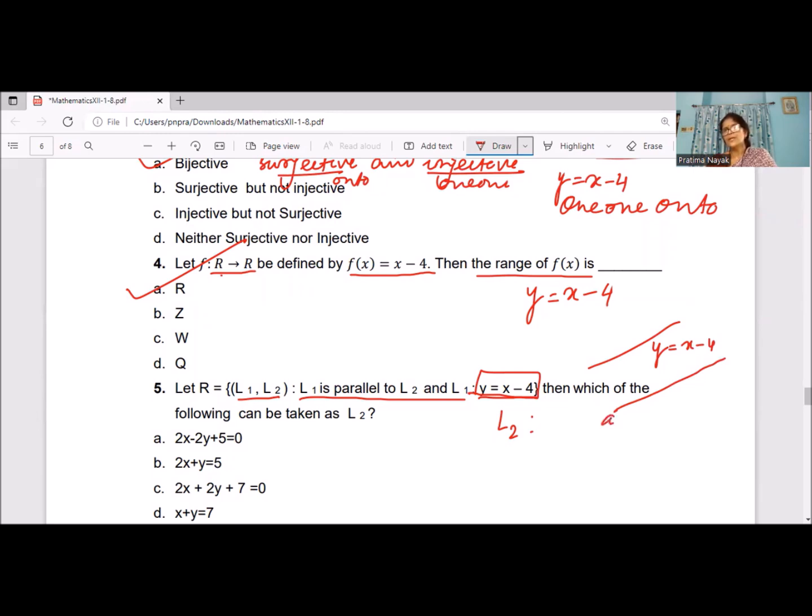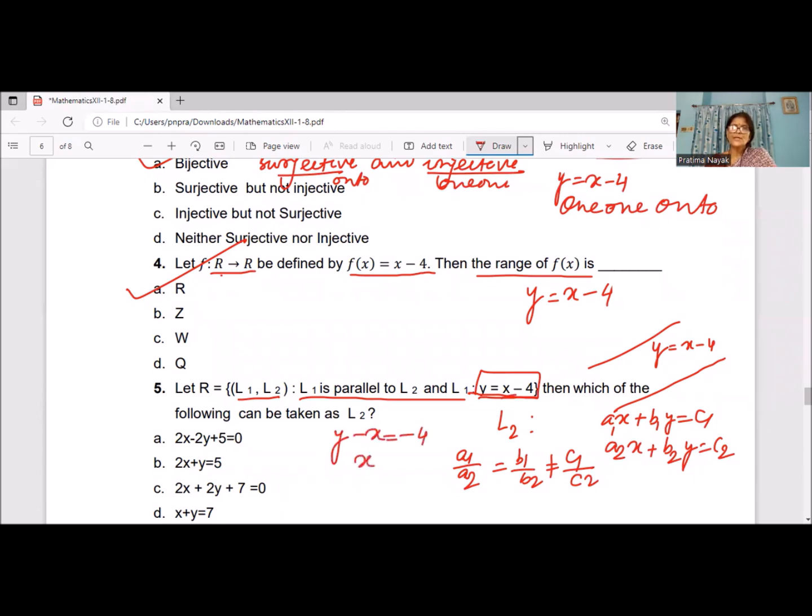Or you know that parallel means if a1x plus b1y is equal to c1, then a2x plus b2y is equal to c2. When they are parallel, a1 by a2 is equal to b1 by b2 is not equal to c1 by c2. So keep your coefficients of x and y proportional to this. So this line is y minus x is equal to minus 4, or x minus y is equal to 4.